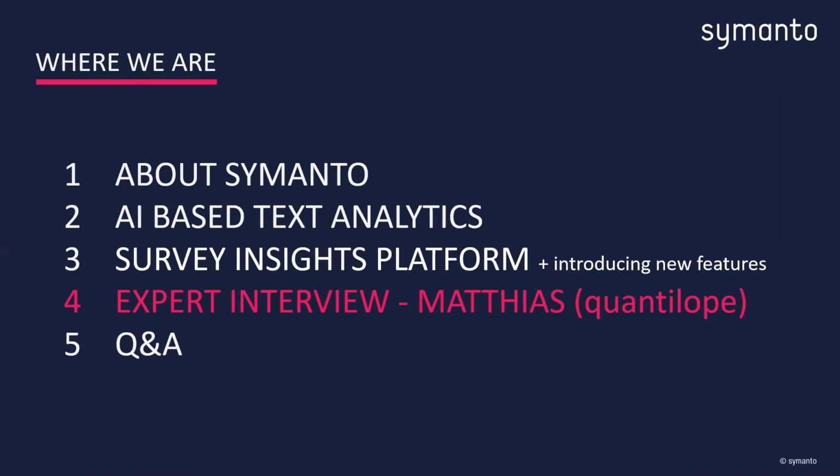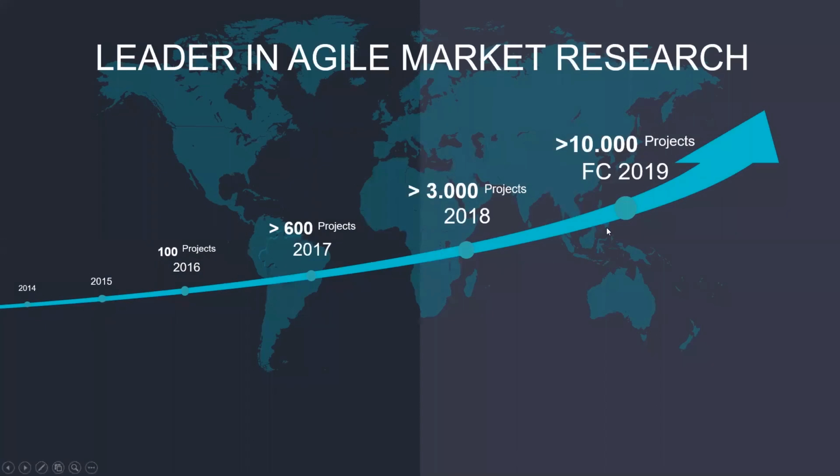We are a Hamburg-based company focused on agile insights. And agile insights means that we have automated the market research process to make market research a lot faster and more efficient. We were founded in 2014 and are now at roughly 120 employees. And we conduct about 10,000 quantitative market research studies per year.